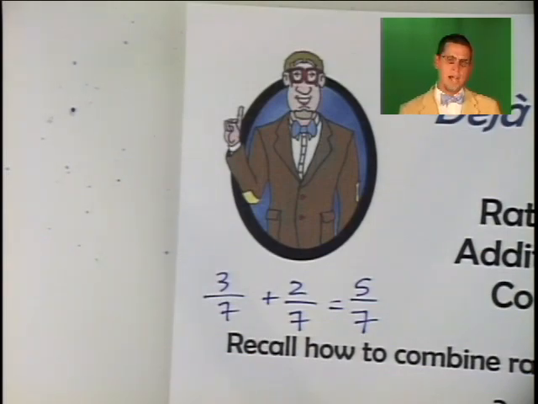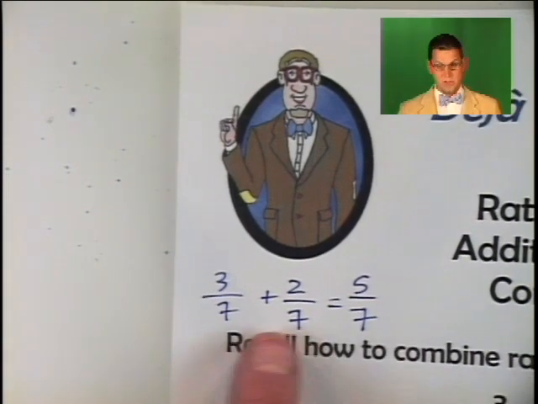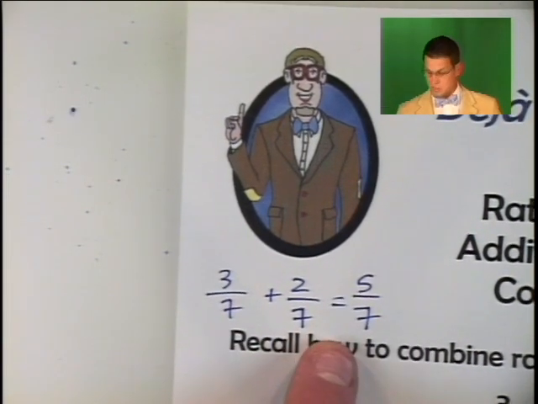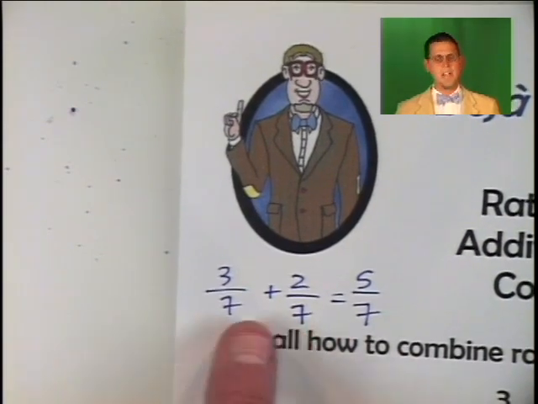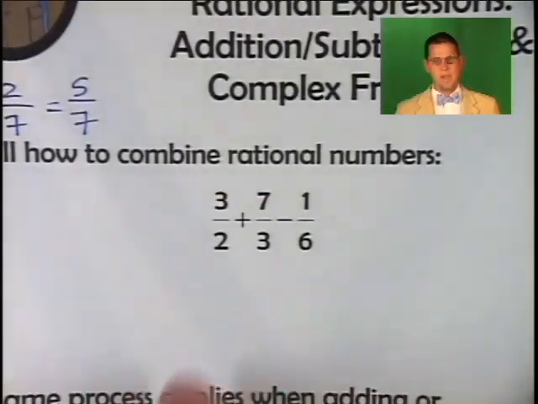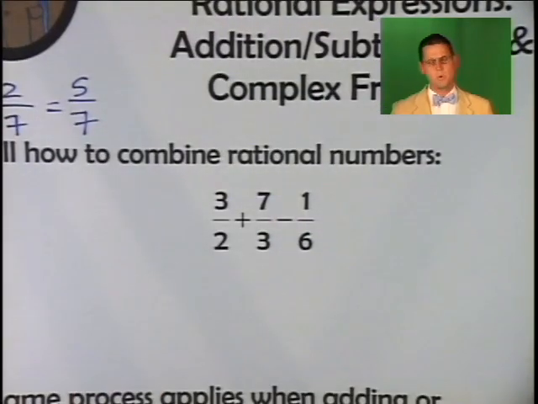So when we're adding fractions or rational expressions, we need a common denominator. Then we'll add the numerators, and then we take the common denominator that was in the denominator of each one to begin with as the same denominator in the final answer. Okay, you got it? Now what if we don't have a common denominator, like this problem here? I have 3/2 plus 7/3 minus 1/6.